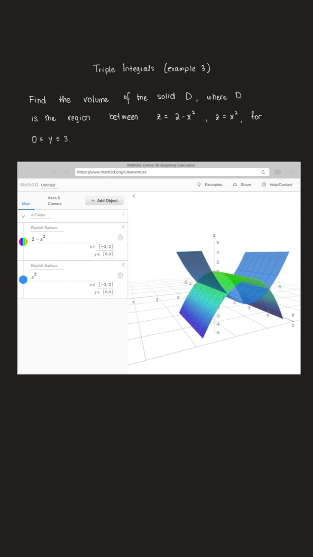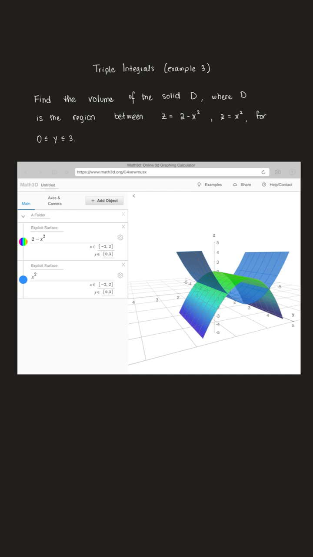Okay, so here is a third example with triple integrals, and this time we want to find the volume of a solid, not the mass. Oops, not the mass. Sorry, I used the wrong application. The solid D, where D is the region between z equals 2 minus x squared, z equals x squared, and y is between 0 and 3.